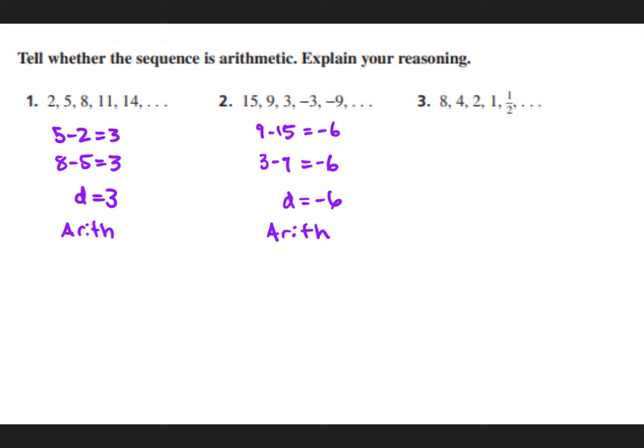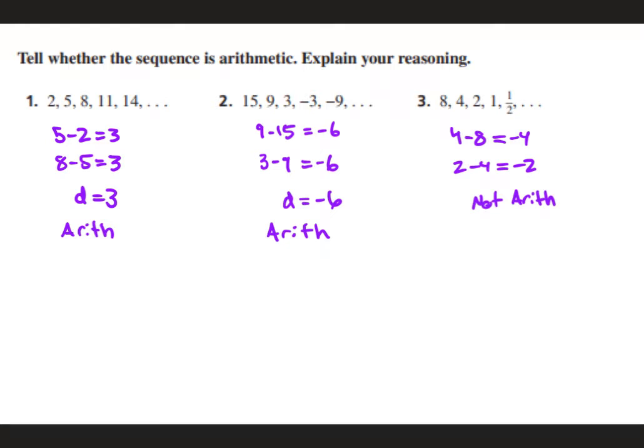All right. And then our last one, we can go ahead and check the same thing. So we'll go 4 minus 8 is -4. And then we'll go 2 minus 4 is, oh darn, this one is not arithmetic. If you look at it, you could probably figure out what the pattern is after looking at it for a few seconds, but it's definitely not arithmetic, which is all this one asks us to do. It doesn't ask us to elaborate on what it might be quite yet.